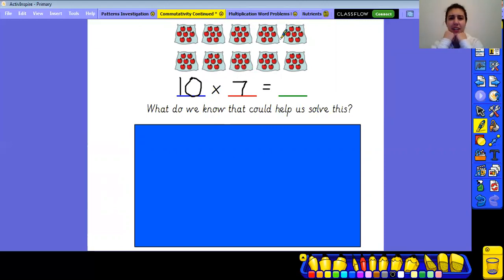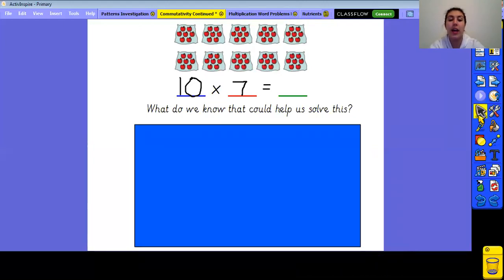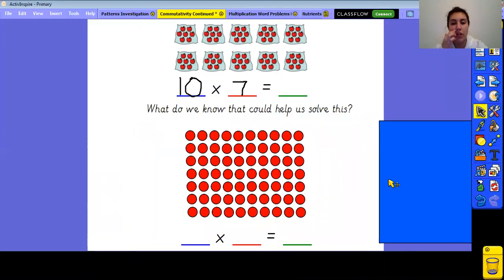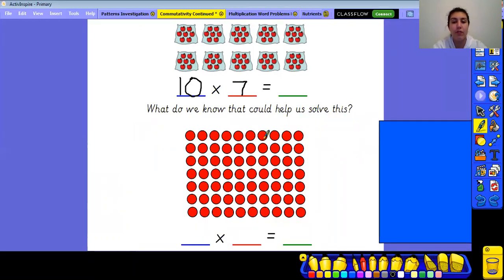Oh wait, I don't know how to count in my 7s yet. That's too tricky. So instead, we could either look at it like we did yesterday and we could look at it in terms of commutativity, and instead of grouping it like this into our 10 groups of 7, we could rearrange our factors to say that instead we've got 7 groups of 10 and work out our answer that way.